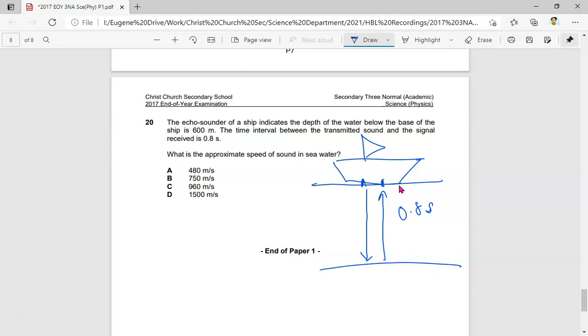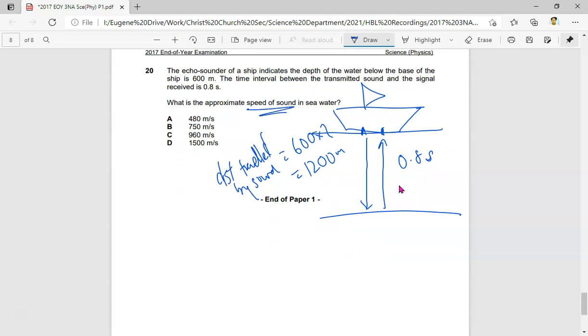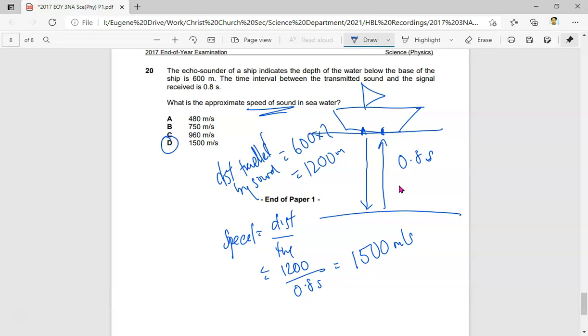What was the distance traveled by the sound? The distance traveled by the sound in 0.8 seconds is actually 600 times 2. So it's 1,200 meters. That's the distance traveled by the sound because it went down, went up. I want the speed of the sound. So speed equals distance divided by time. The distance is 1,200 meters. The time taken for it to go down and come up to travel this 1,200 meters is 0.8 seconds. So therefore, my answer will be 1,500 meters per second. So answer for question 20 is D.